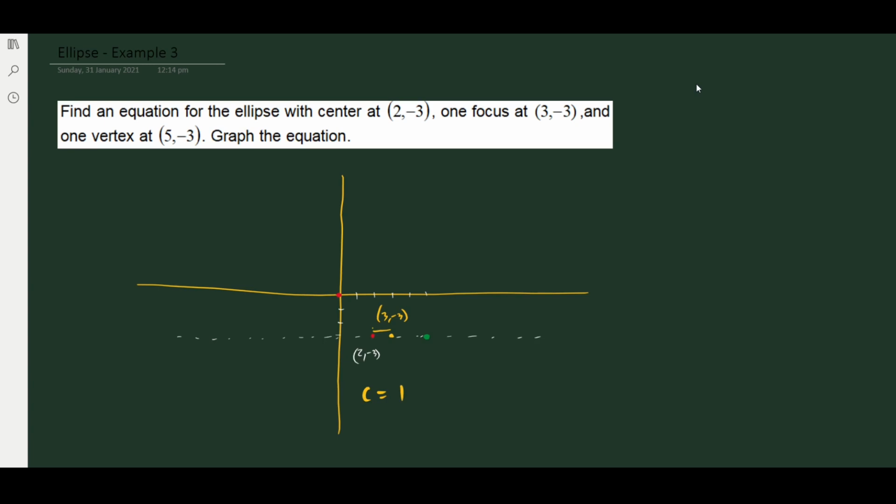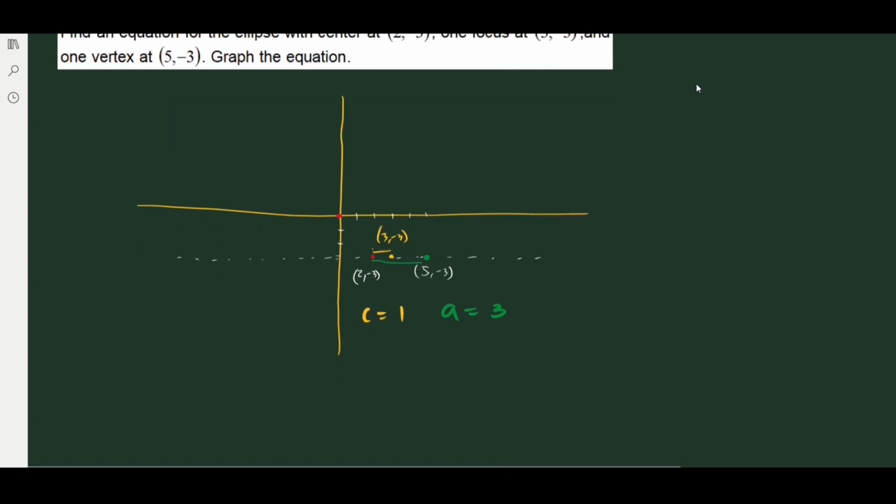Now the distance from the vertex to the center is actually our a. From here to here is 5 minus 2, which is 3. Okay, so now we have our a and c, so we can now find our b.